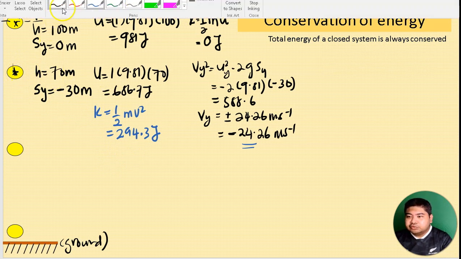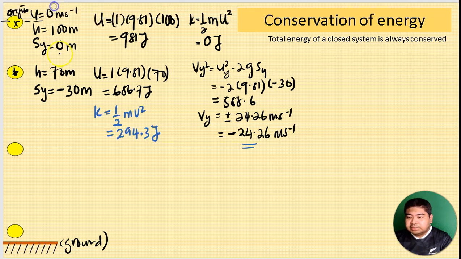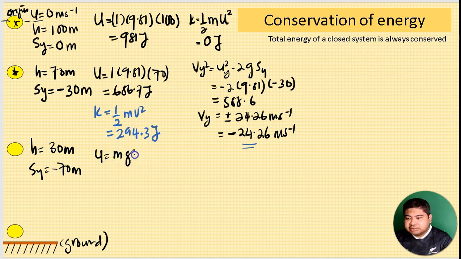And then the ball continues to fall. Now let's say the height is 30 meters above the ground. So 30 meters is measured from the ground, and the vertical displacement is measured from the origin, so it's going to be negative 70 meters. The potential energy is mgh. So m is 1 times 9.81 times the height 30. So you get 294.3 joules.